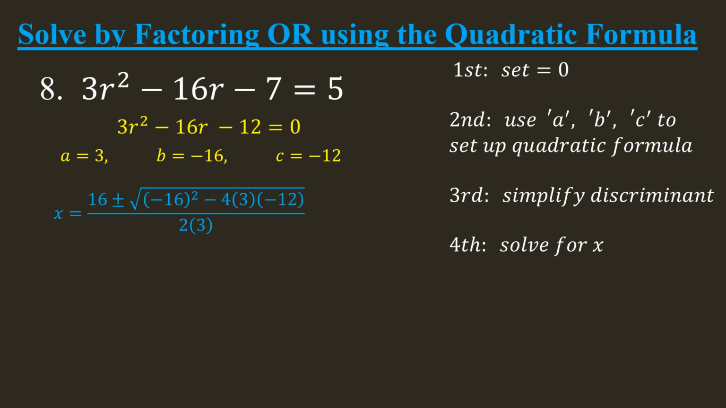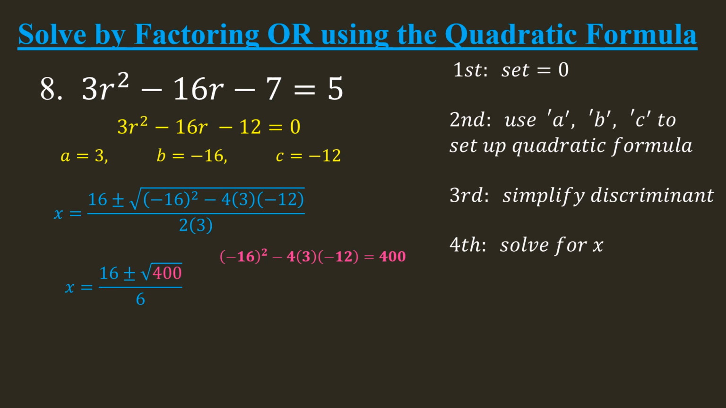formula. And that will give us x equaling 16 plus and minus the square root of -16 squared minus 4 multiplied by 3 and -12, all divided by 2 multiplied by 3. Remember, simplify the discriminant. -16 squared minus 4 multiplied by 3 multiplied by -12 will give us 400. Since our discriminant is positive 400, that means we'll have 2 real solutions.